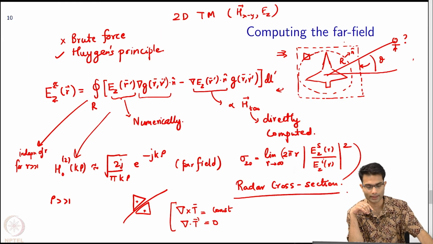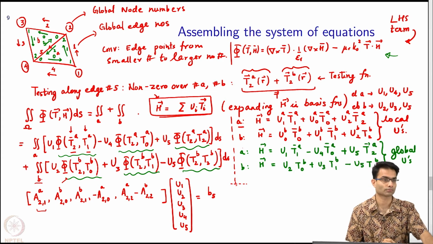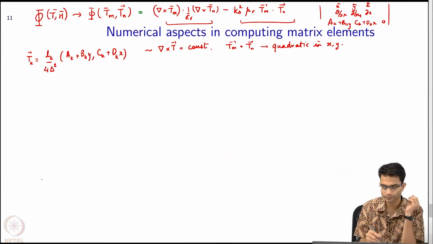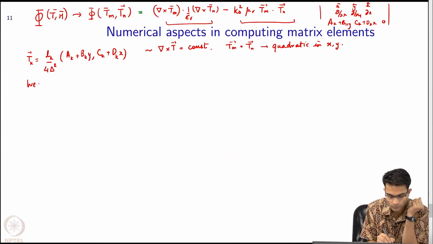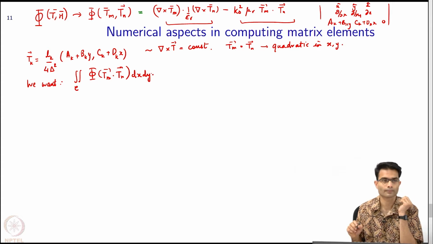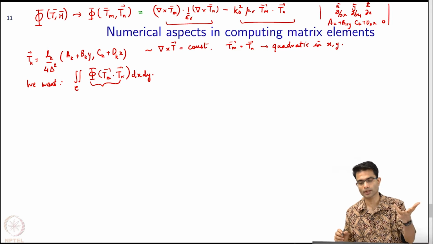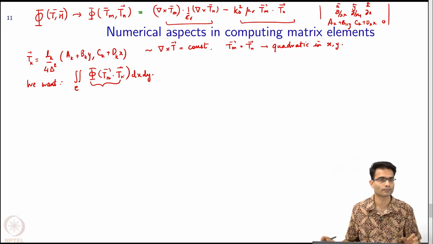Now, if I look back at the assembly term over here, it is not just capital phi. Once I get this capital phi over here, I have to integrate it over an element. That is the integral that I have to work out. So, what we want is the integral over an element of this phi, t m comma t n, dx dy, where this term has constant and quadratic, up to quadratic is what we have to do.